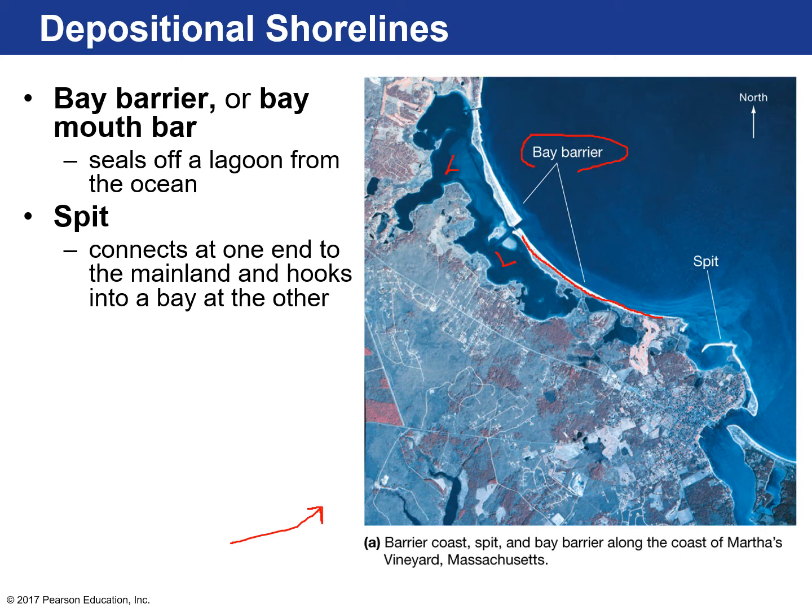And then in other areas, some barrier islands will curve like this. We call those spits. Okay, and they curve inward like that because the longshore current moves in this direction along with where that hook is. So that connects to the mainland and hooks into a bay. So this would be a bay over here. Okay, so you can determine the direction of the longshore current based on how the spit hooks.